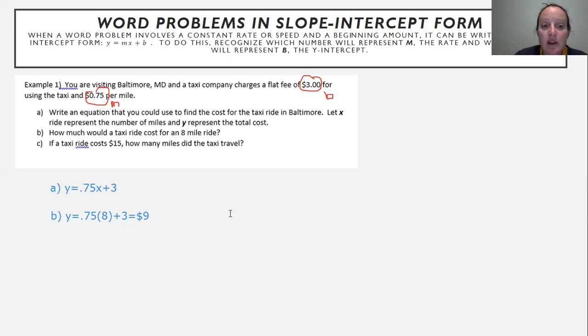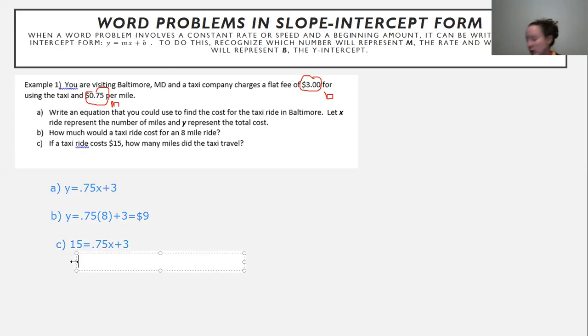If a taxi ride cost $15, how many miles did you travel? So if they gave you cost, that means they gave you y. So C is going to be set up a little bit differently here. So we know $15 equals 0.75x plus 3. Okay, so we're working backwards. So subtract 3 from both sides, and you get 12 equals 0.75x, divide by 0.75, and you get your answer.